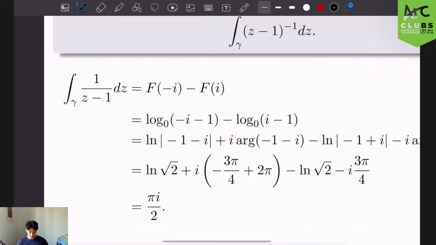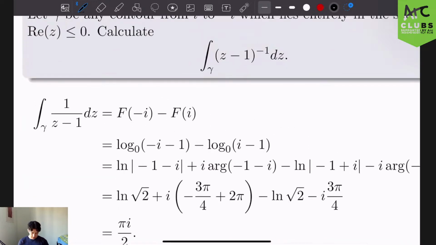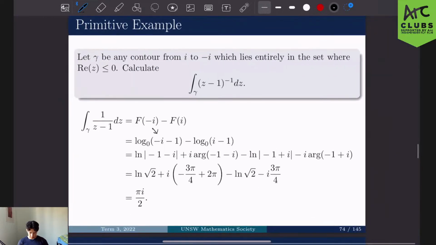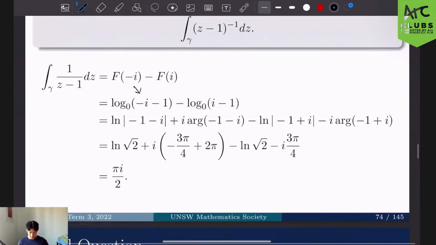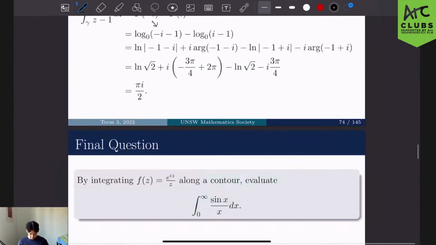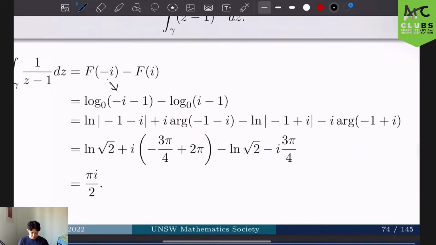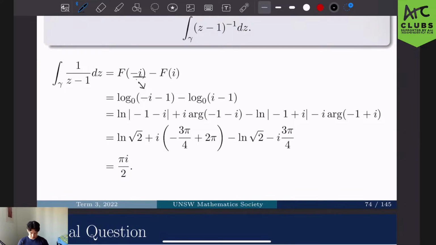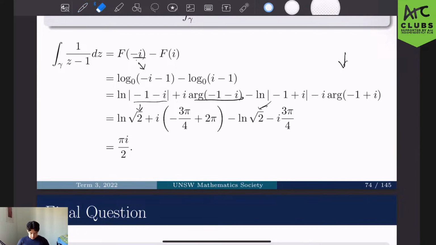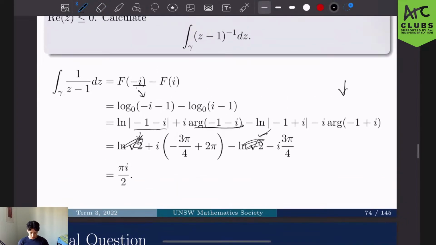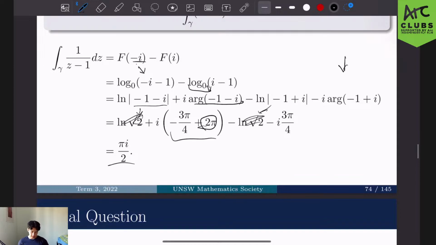So if we just calculate this, we substitute in our two values. We're calculating from i to negative i. That's where we've gotten these from. Substitute in, simplify. This has a value of root 2. The argument of this is down there. I think you can follow. These will cancel out. And remember, because we're dealing with log_0 here, we need the argument to be between 0 and 2π. That's why we add 2π here, and that gives us our final answer.